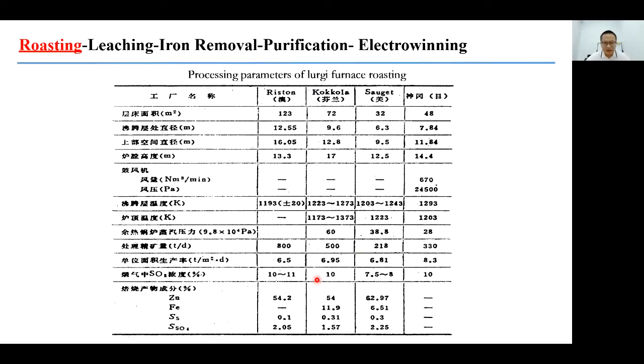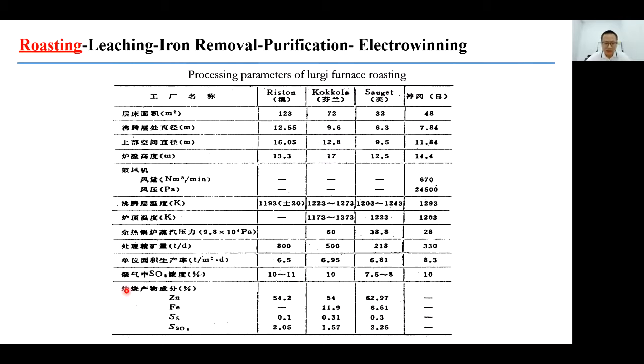And we can get very well enriched sulfur dioxide. This is a concentration of sulfur dioxide in the gas, around 10%. And all of us know that if the sulfur dioxide concentration is more than 4% in the gas, it can be used very economically in making sulfuric acid. So this is how sulfur is recycled or recovered in zinc production.